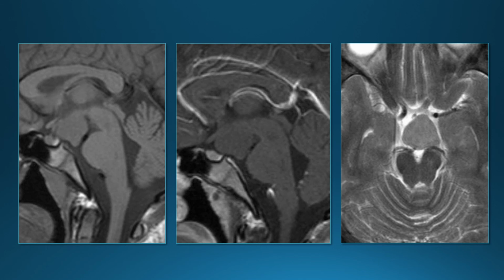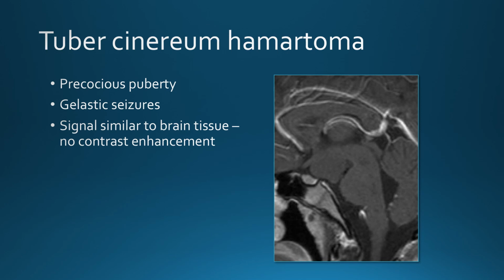And the final lesion we'll talk about, this is pre and post contrast T1. We see a mass in the suprasellar region here. It does not enhance with contrast. On T2, it's a similar signal to the brain. And this is a tuber cinereum hamartoma.